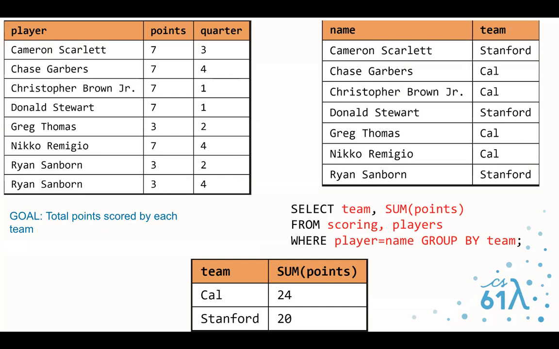And then we're gonna take the sum of the points of all of those players in their subtables. So everyone who's on Cal, we're gonna sum up their points, and everyone who's on Stanford, we're gonna sum up their points. So as you can see, this is the final output table. Any questions about that?